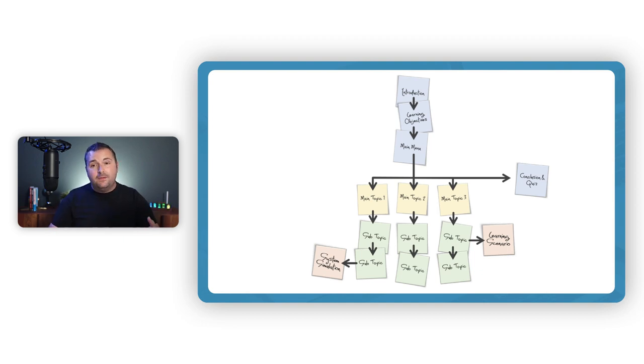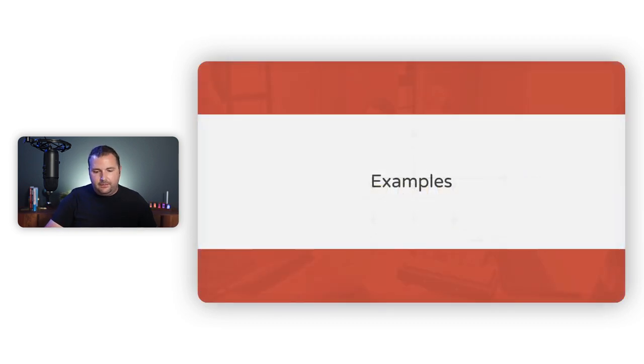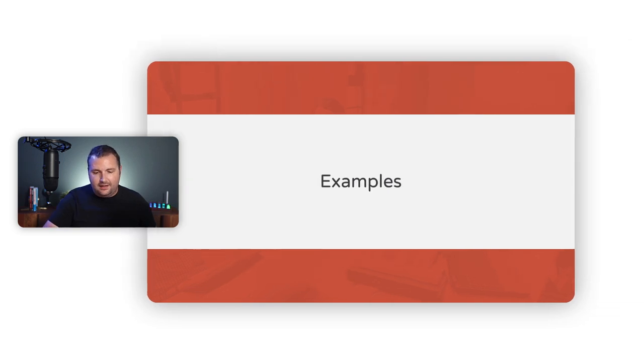And you might discover that you need to break this out into two courses, or maybe not all of it needs to be in the e-learning course. It's this iterative, messy process of processing all of that information. So let's take a look at some examples. I'll show you a couple of different examples of real life outlines that I've done.